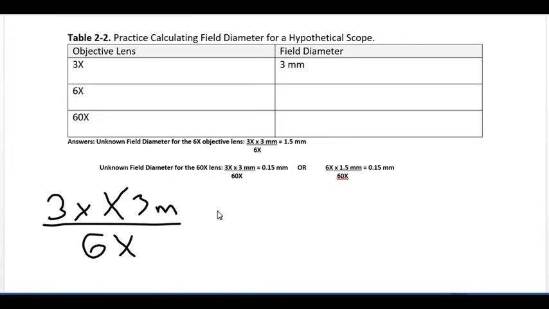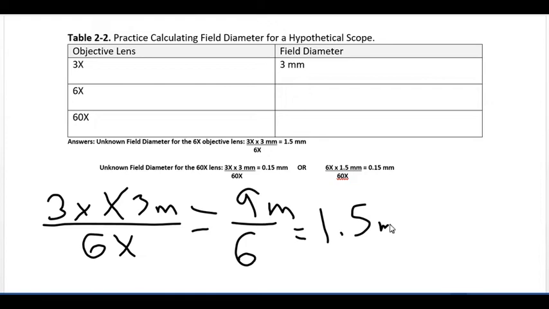So for the first one, you're actually going to get 9 divided by 6. And remember, that's in millimeters. Our x's canceled out. And that's going to give you 1.5 millimeters, which you would then enter up here.